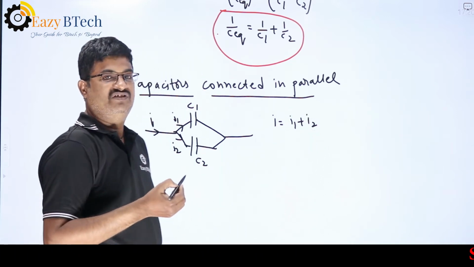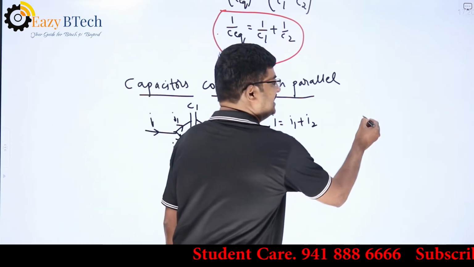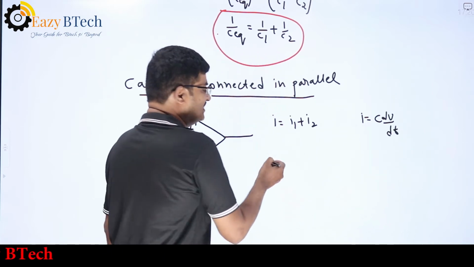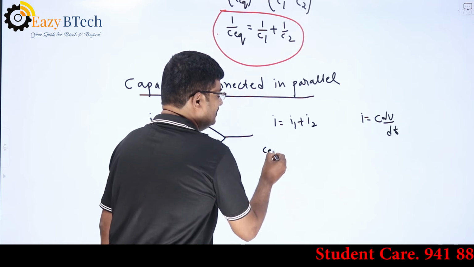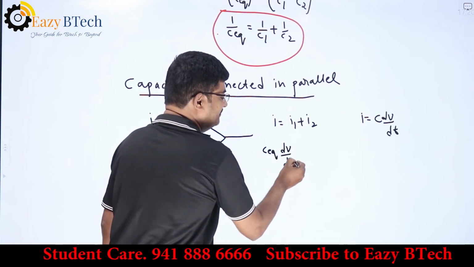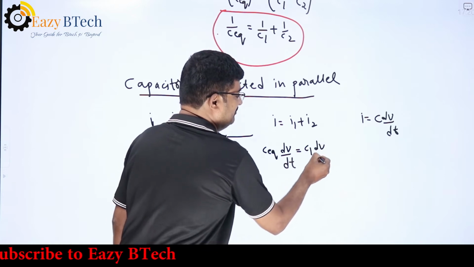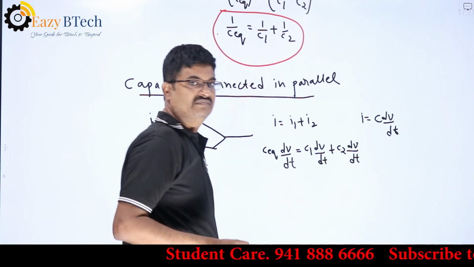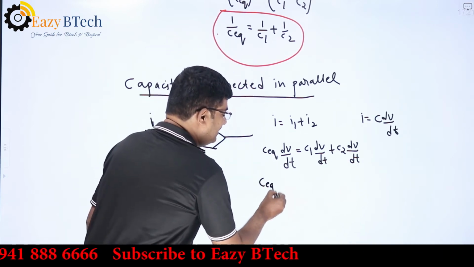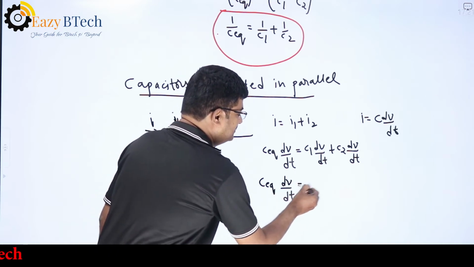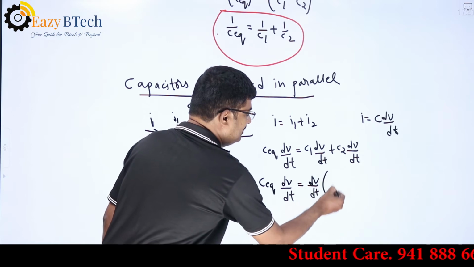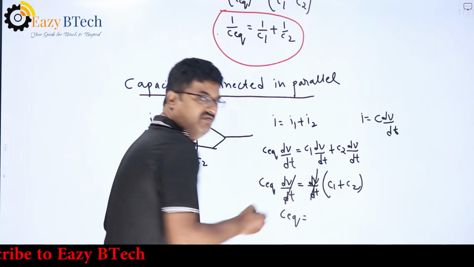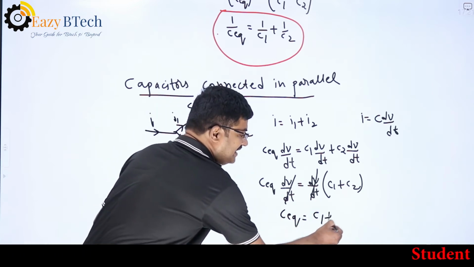And I know the equation for the current in the capacitance, I is equal to C dV by dt. So in place of I, I write C equivalent into dV by dt is equal to C1 into dV by dt plus C2 into dV by dt. So C equivalent into dV by dt is equal to dV by dt, taking common C1 plus C2. Here the dV by dt terms cancel. So C equivalent is equal to C1 plus C2.